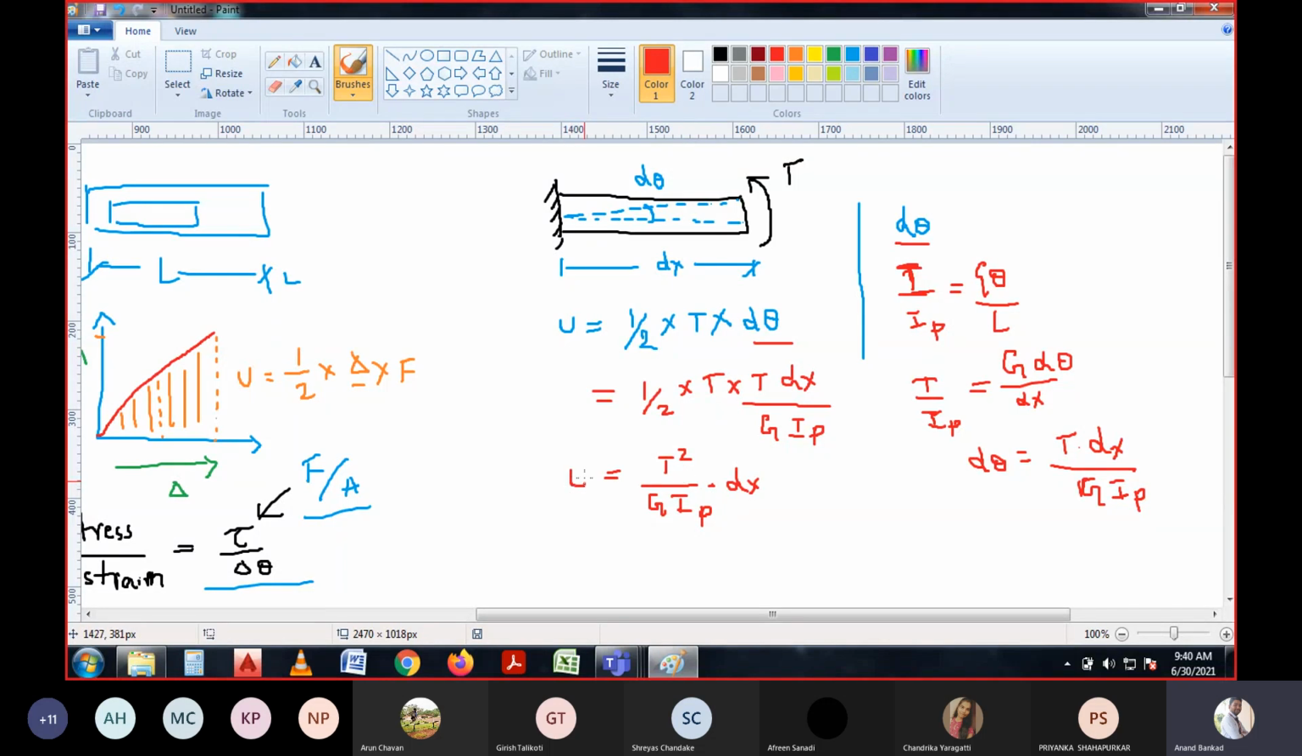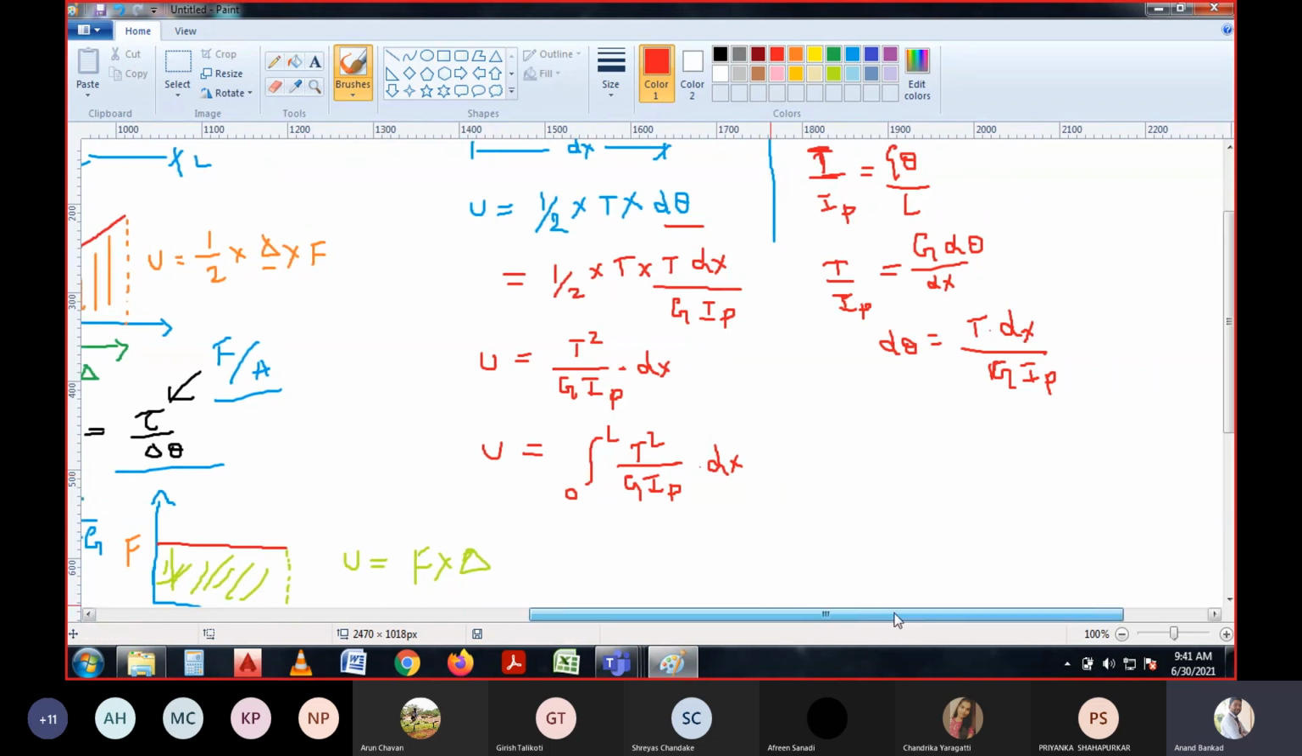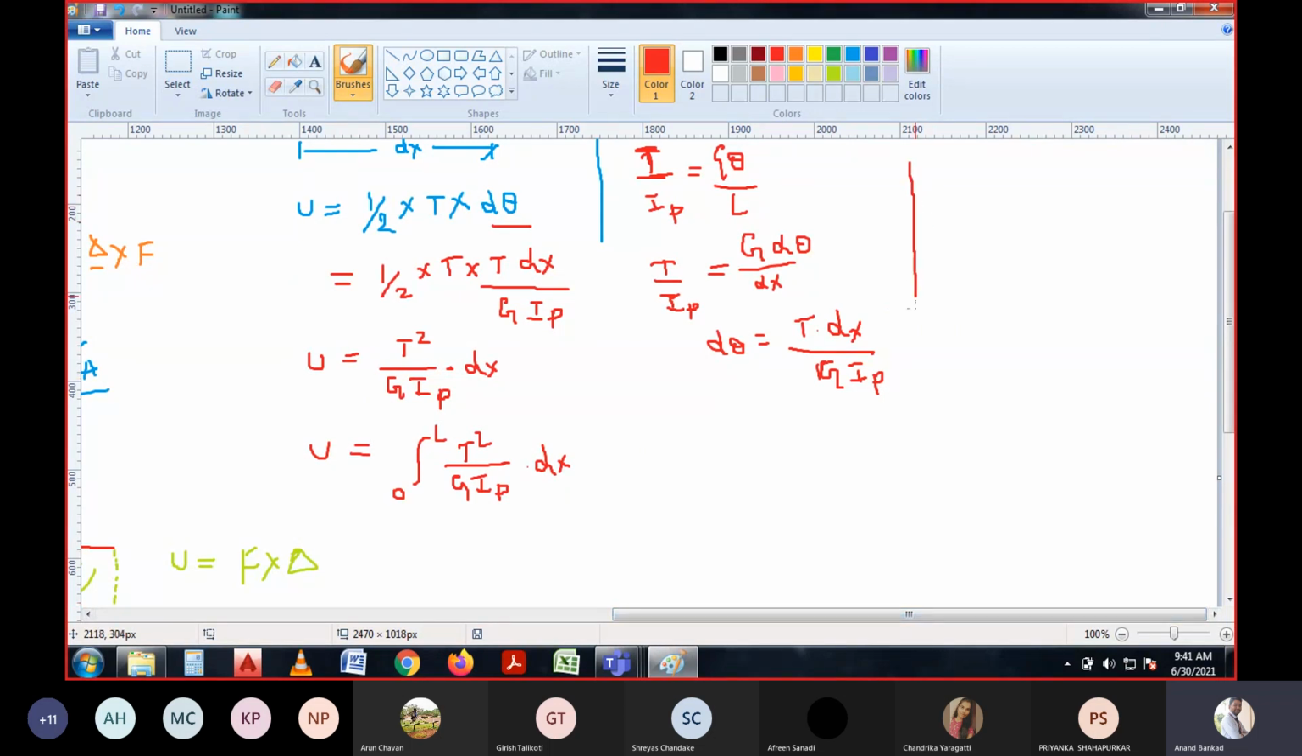So if you want to get it for the total member, we just need to integrate it from 0 to L. So 0 to L of T square by G Ip into dx. That is the total strain energy in the body due to the torsion. Dear students, we have completed all the four equations. So now I will just recall those things so that you can remember them.